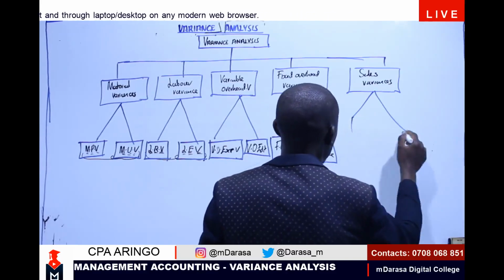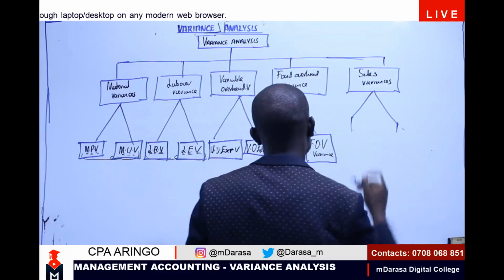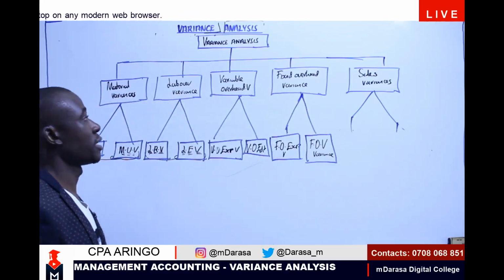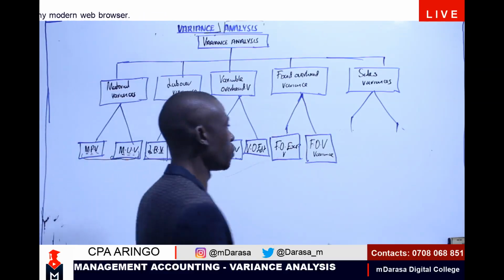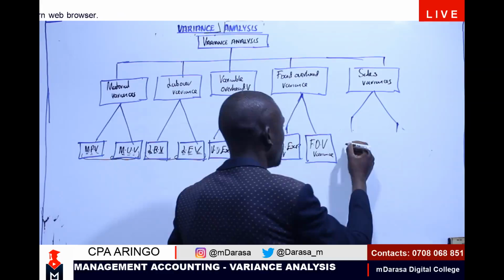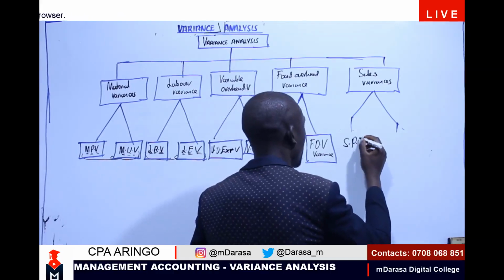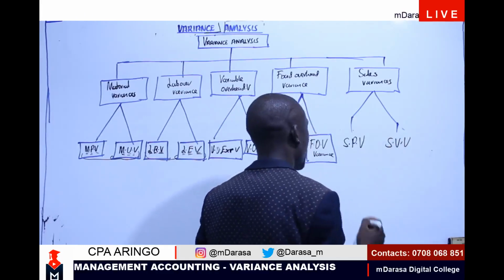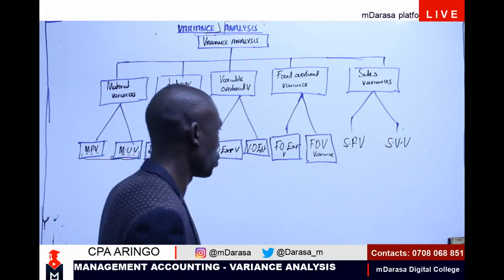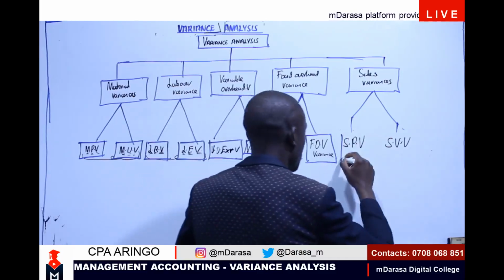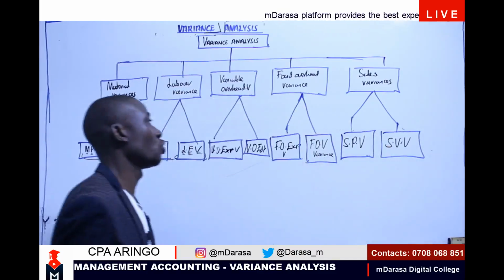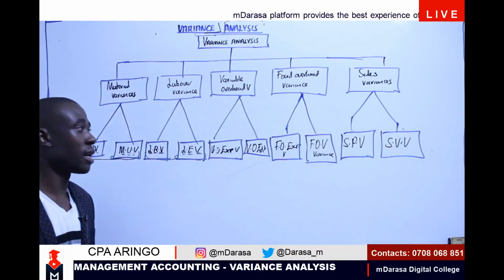Now the final part that we'll be talking about is the sales variances. And looking at the sales variances, the same concept, I'll be talking of two main: sales price variance, and sales volume variance. Very key and very important for us to get this concept clearly. So this is what we should be having.